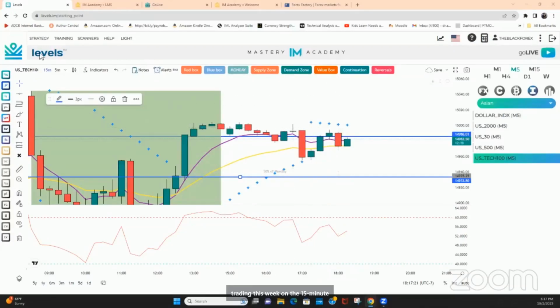So we're trading this week on the 15-minute chart using the M5 strategy. Again, you're going to press M5 on the right, and then the 15-minute chart is going to be on the left.